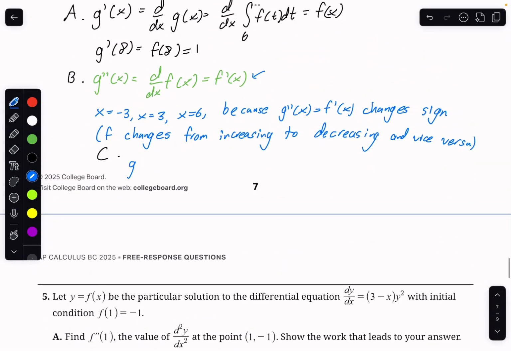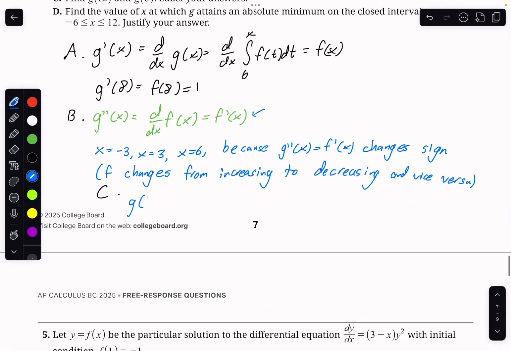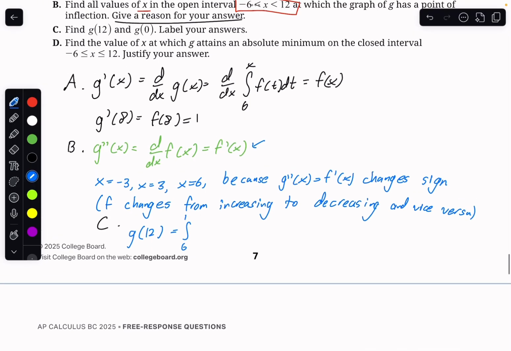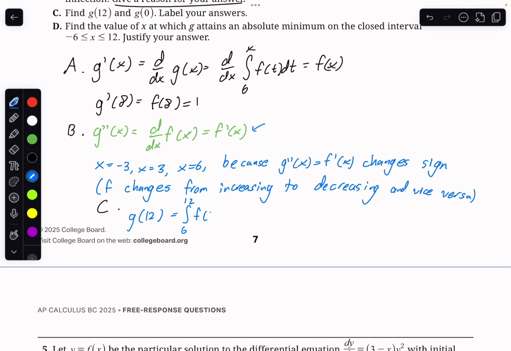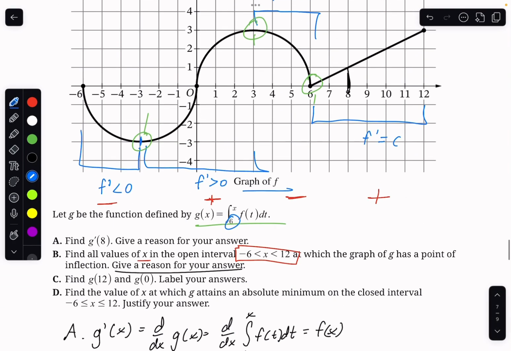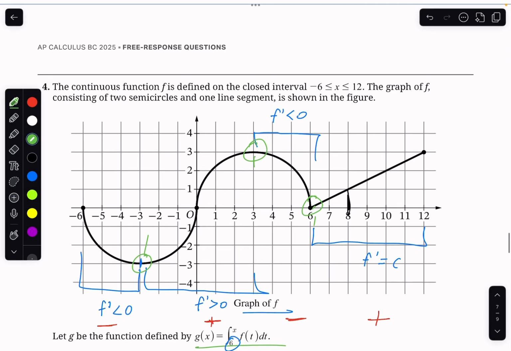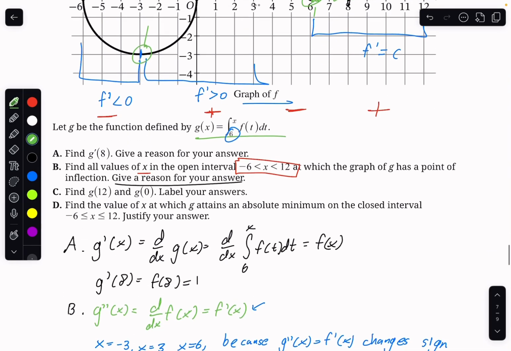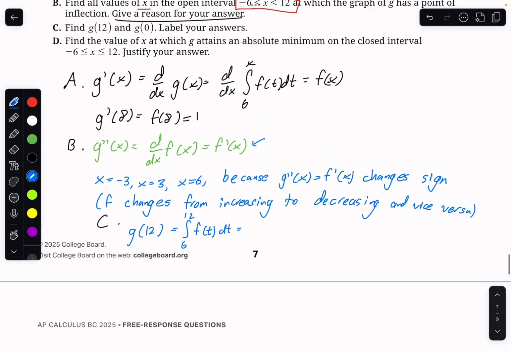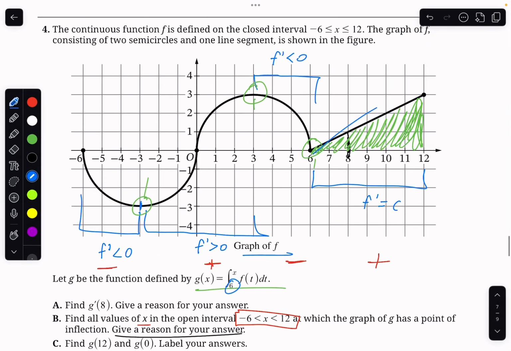We can find, first off, g of 12. Let's start with that. G of 12 is equal to the integral from 6 to 12 of f of t dt, which is going to be equal to what? We're integrating from here all the way to x equals 12 of f of x. This is just finding the area under the curve because that's the definition of integration.